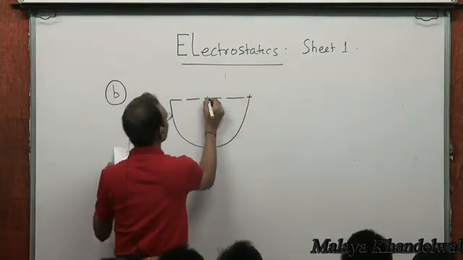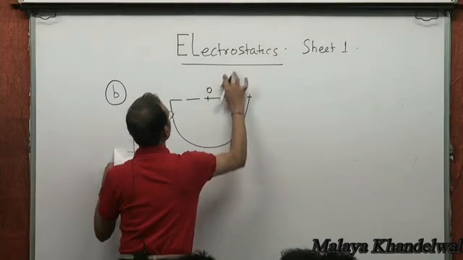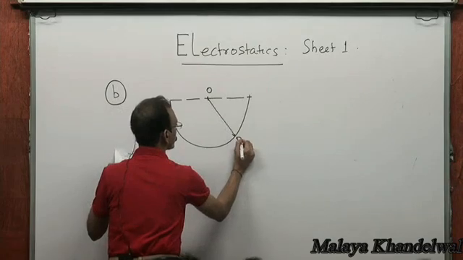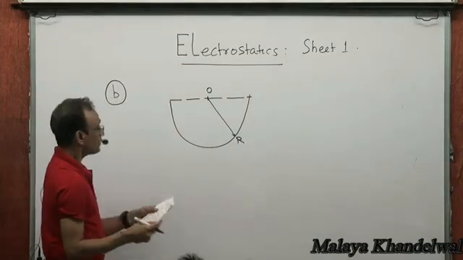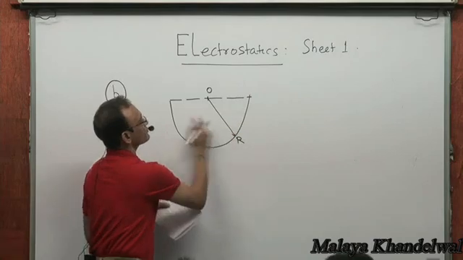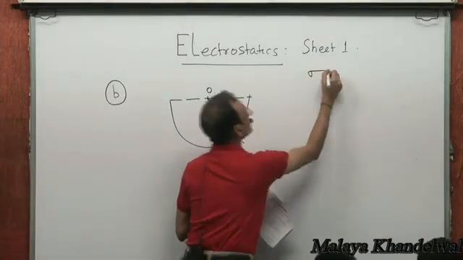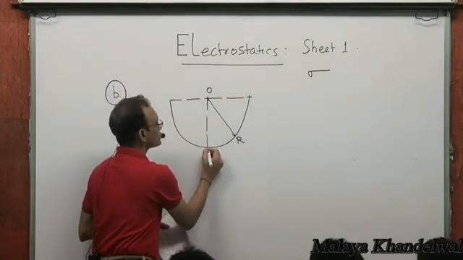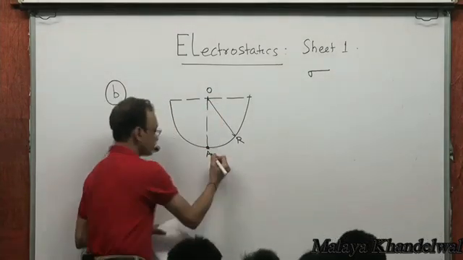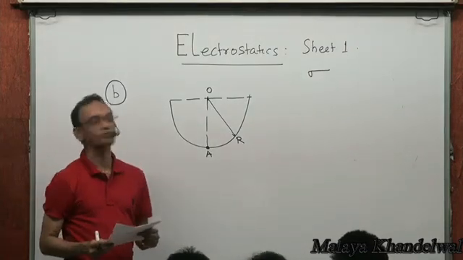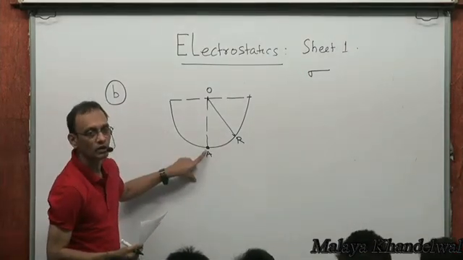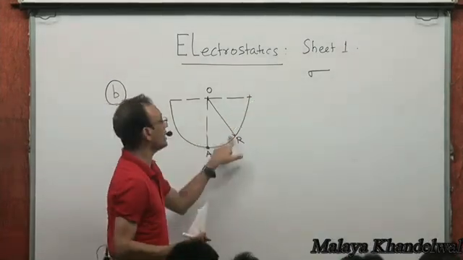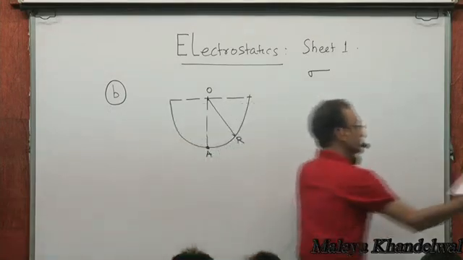There is a hemisphere centered at O and of radius R, and this has surface charge density sigma. The surface charge density on the hemisphere is sigma. We then want to compute the potential at this point, vertex A of this hemisphere, given that the hemisphere has surface charge density sigma and has radius r. Clear?